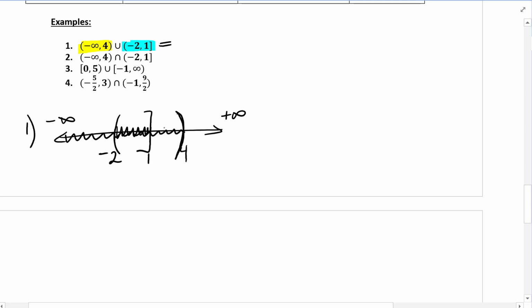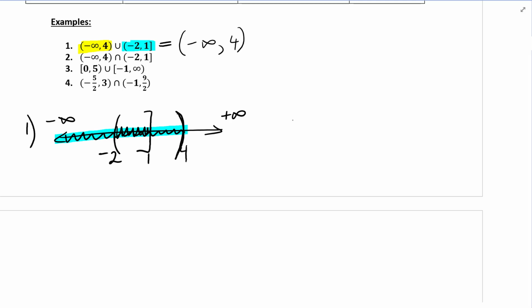And we want the union. So we want everything. Now, what do I see shaded in this picture? Well, I see all this shaded. So now I'm going to write the endpoints, negative infinity, all the time a parenthesis at negative infinity, and it stops at 4, which ends in a parenthesis, so the union is negative infinity, 4.